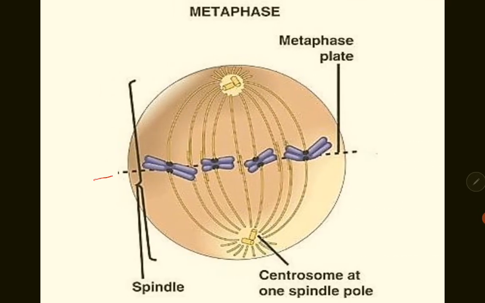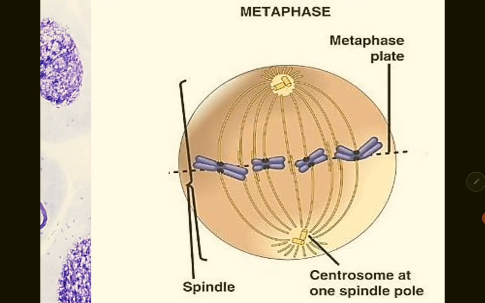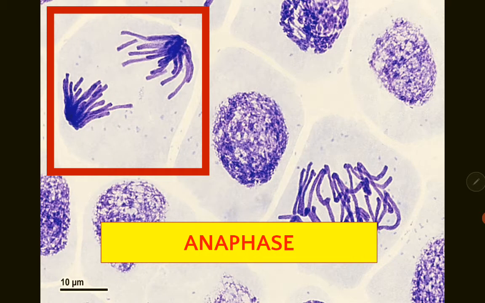So this is the metaphase plate in the middle of the cell. Now the centromeres align on the center of the metaphase plate. The kinetochore microtubules attach to the kinetochores, and our centrosomes with the centrioles have already reached the opposite poles. Next phase is anaphase.